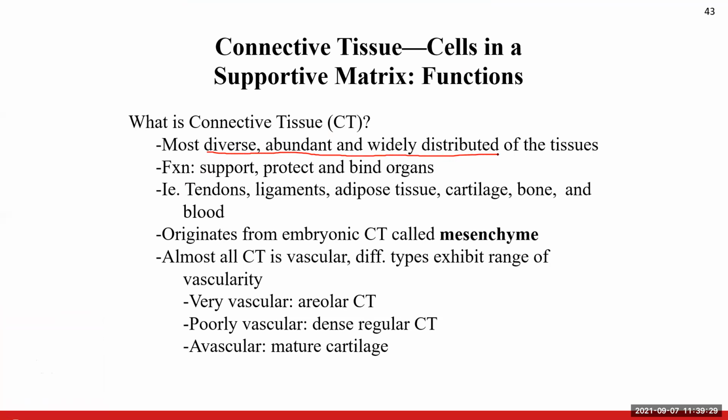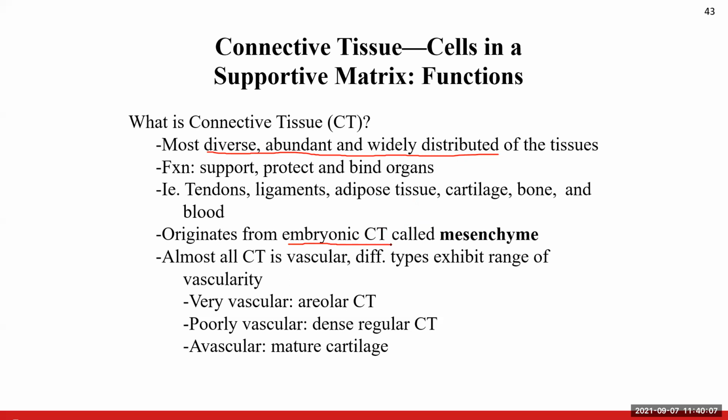Some of its functions are to support, protect, and even to hold organs in place, to bind those organs. If you look at all these examples, you find it in tendons and ligaments. Tendons hold muscle to bone, ligaments hold bone to bone, adipose tissue, cartilage, bone, and even blood. Yes, your blood is a type of connective tissue. And all of this connective tissue comes from a specialized type of connective tissue which we call mesenchyme. It's an embryonic connective tissue.